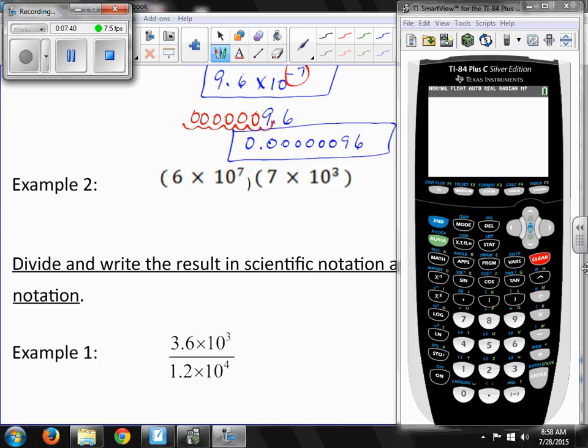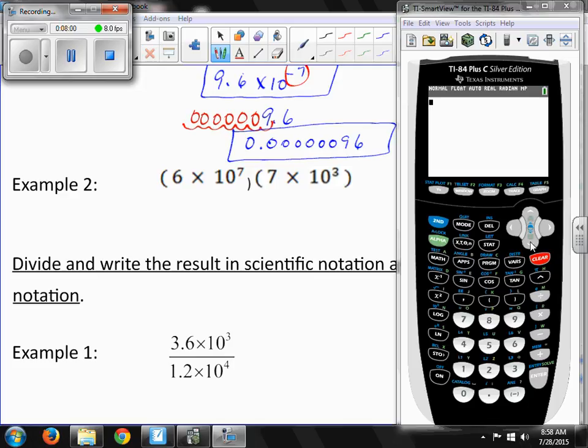Now, on this one, I'm going to show you how to get it into scientific notation on the calculator. I'm going to do it by hand, and then I'll show you how to do it on the calculator. I won't be able to get it back into standard notation because there's too many digits, but I'll show you how to do that on example 2 of the division.